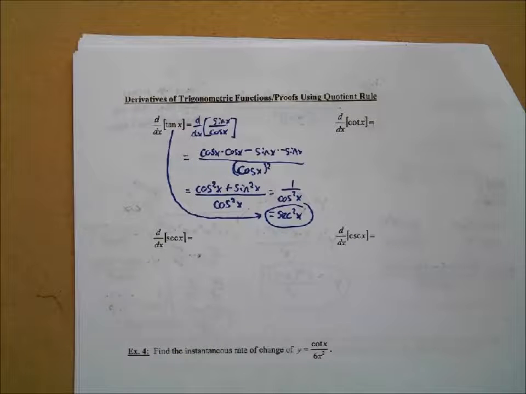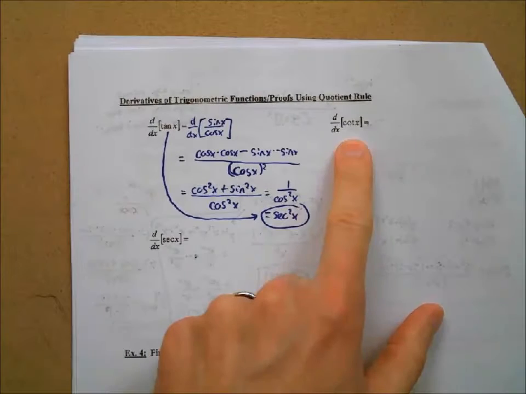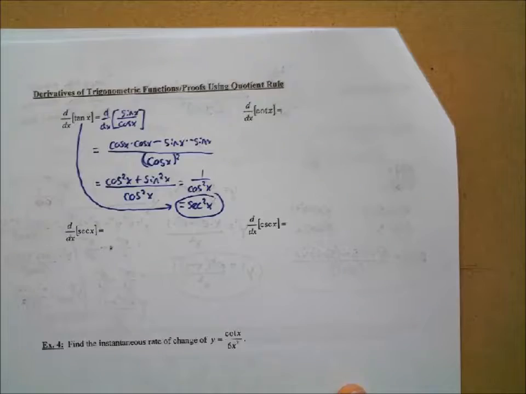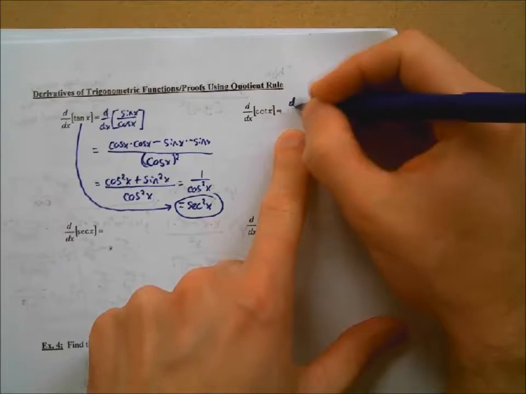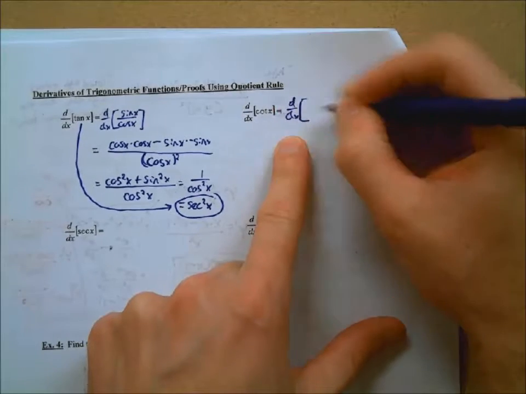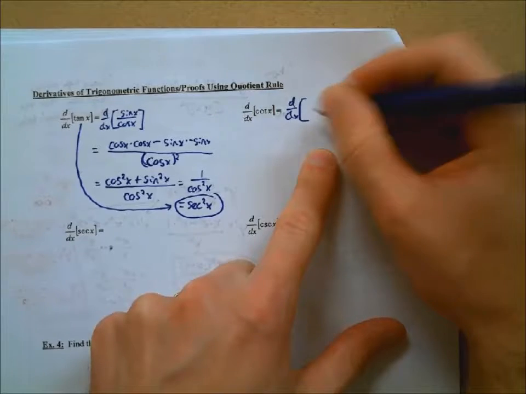All right. By similar argument, we can do the same thing for cotangent. So cotangent is a quotient of what two trig functions? Cosine over sine.